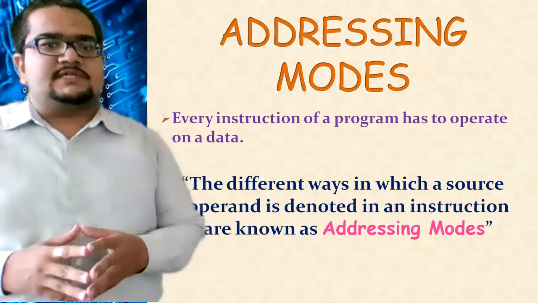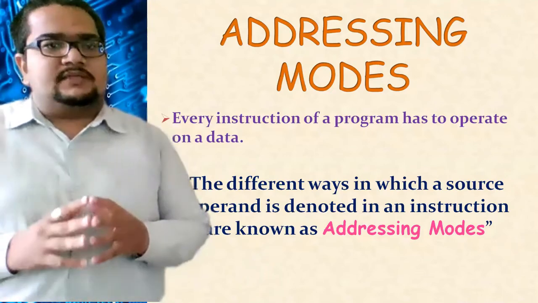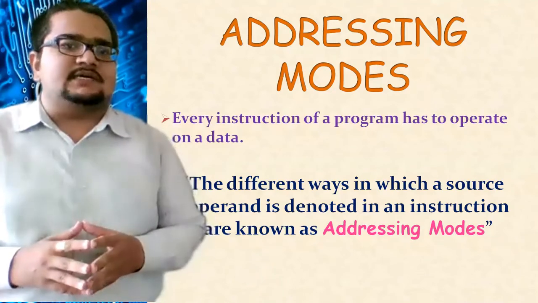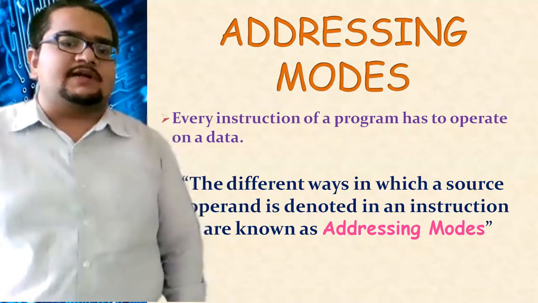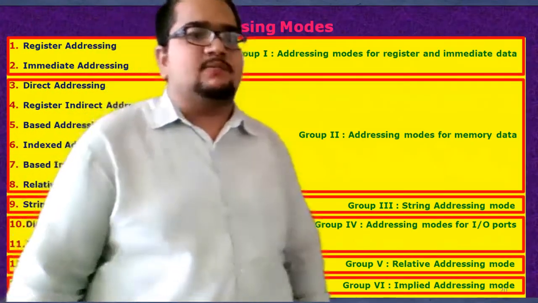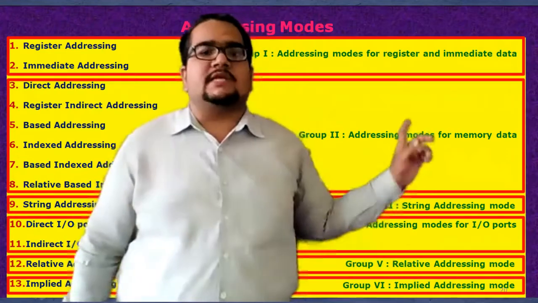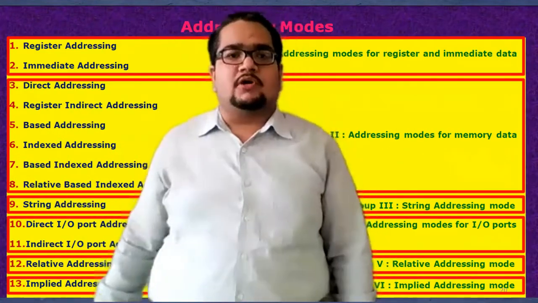Addressing modes, as the definition says, every instruction has to operate upon data, and the way in which your source operand is addressed is called an addressing mode. All the different types of addressing modes we have seen in our last class very thoroughly. So here you can see all the different addressing modes. Their groups are available on one side, and in that group, what individual addressing modes are there are available to you on the other side.